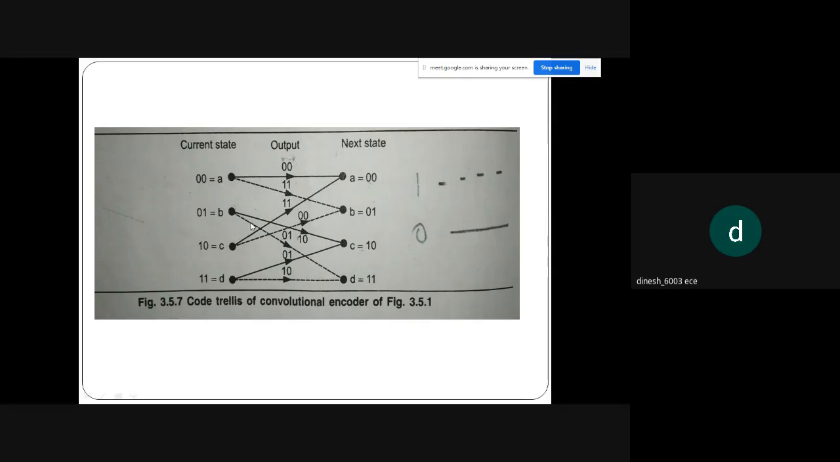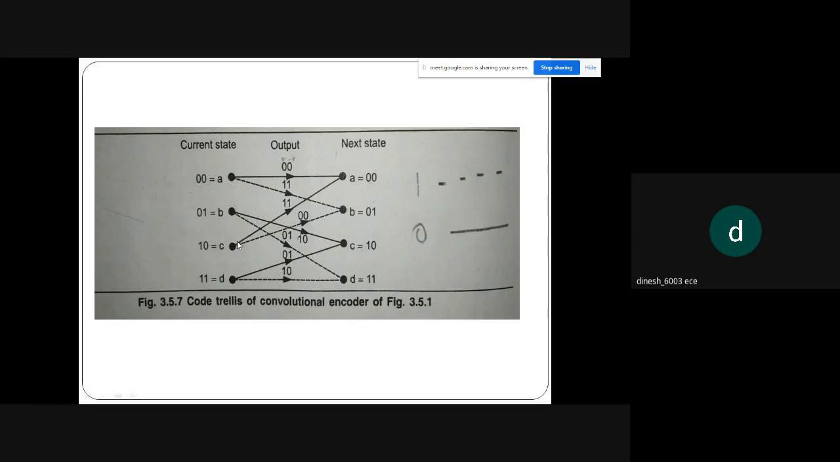Similarly for B, I need to see. For B, when I give m is equal to 0, I got C. So connect that with the output as 1 0. And for B, I am giving m is equal to 1, which is in dotted. The output is 0 1. So write it. And what is the next state? Next state goes to D.